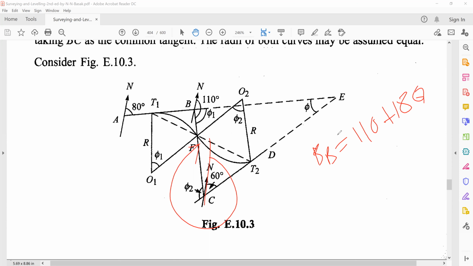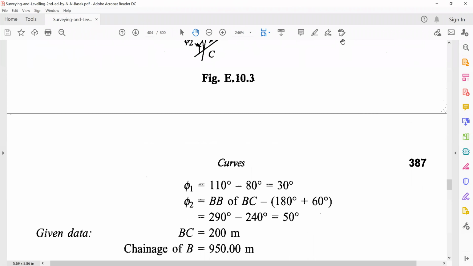And from this, what we can do is subtract this 180 and subtract this angle of 60. So this should give us the angle of phi 2. So using these, we can calculate phi 1 and phi 2. Phi 1 comes out to be 30 and phi 2 comes out to be 50 degrees.